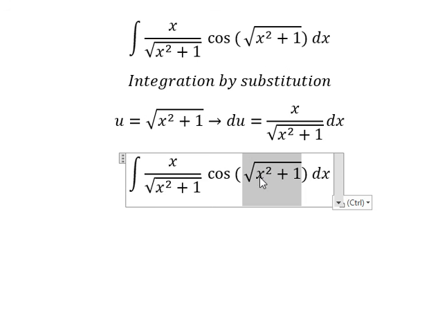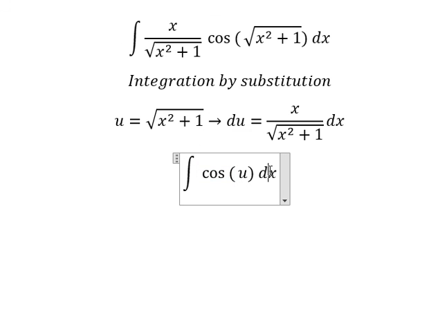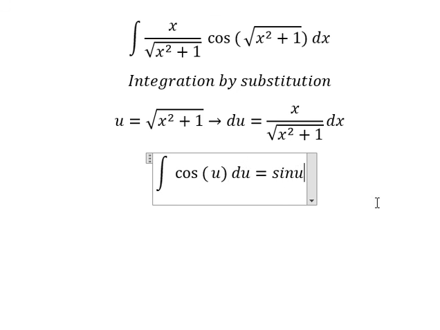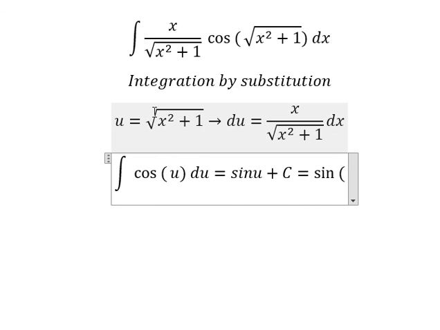This one we change to u. This one with ds we change to du. The integration of cosine u gives you sine u, and we put plus c. Then u is this one.